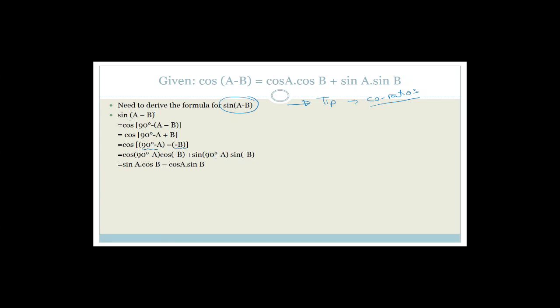So therefore, we've proved that sine of A minus B is equal to sine A cos B minus cos A sine B. Okay, so what do you need to remember? Again, you need to remember that cos of minus B is cos B, and sine of minus B is minus sine B. And then you have to remember your co-ratios, that cos of 90 minus A is sine A, and sine of 90 minus A is cos A. Right, happy with that? Right, let's carry on.